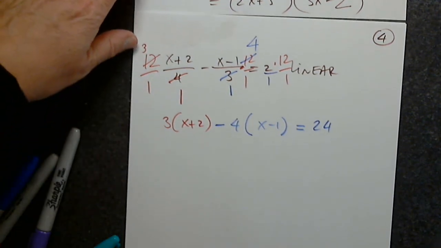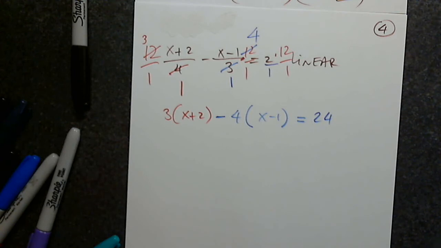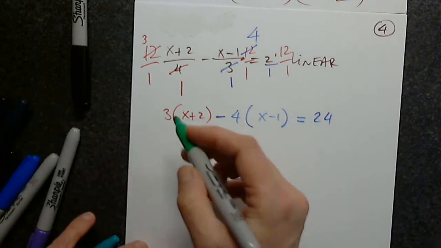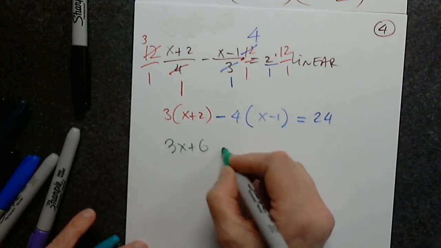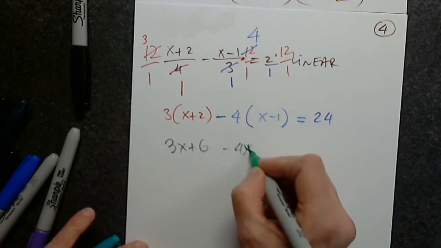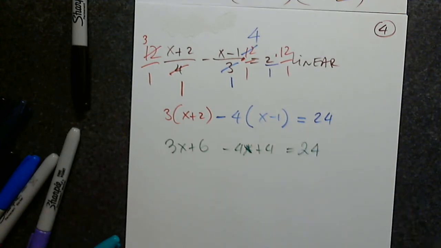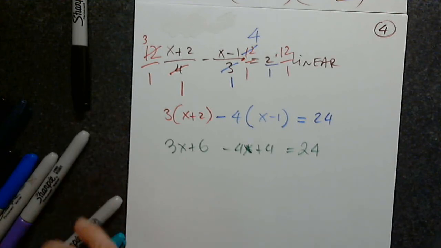Perfect. We just looked at an example a few minutes ago. I have to distribute, combine like terms. So I distribute first, and I get 3x plus 6 and minus 4x plus 4 equals 24. Do we agree so far? Any questions? Okay. Do not move terms around before you fully simplify each side.